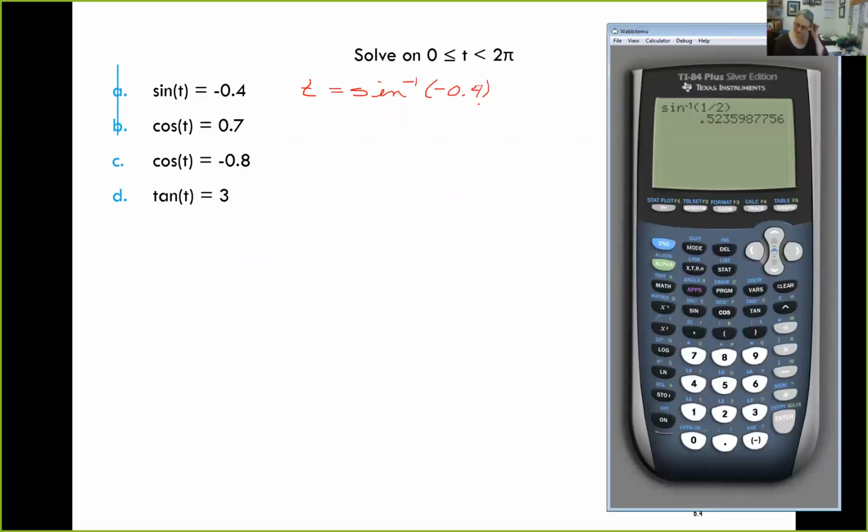Now we know that sine is associated with the y coordinate. So we're going to expect an angle in the fourth quadrant. So let's see what happens when I just plug in the inverse sine of negative 0.4.